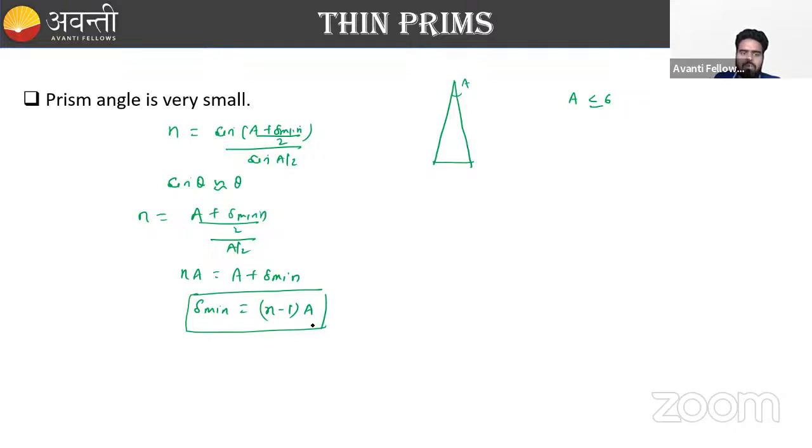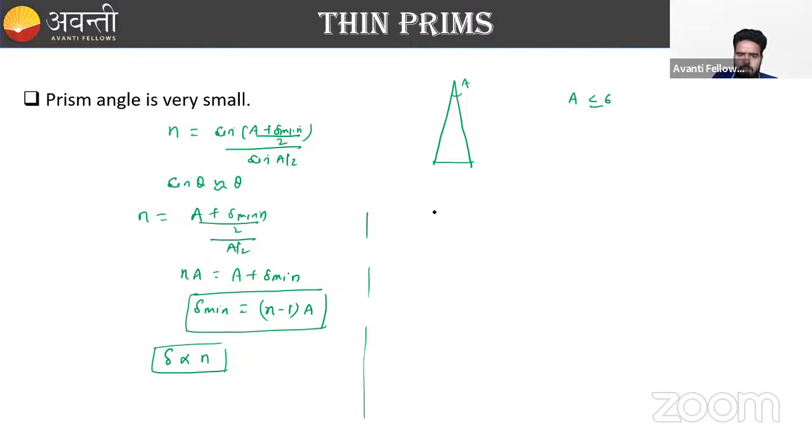And here what we concluded is that the deviation is proportional to refractive index. That is a very important result. That angle of deviation is proportional to the refractive index of the prism material, right? So this is a very important formula.